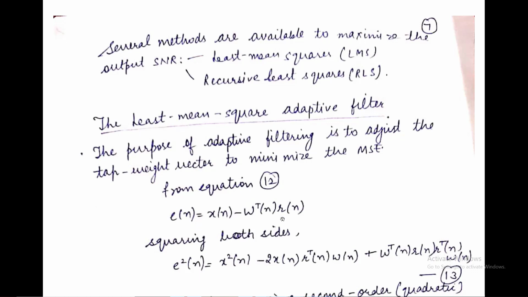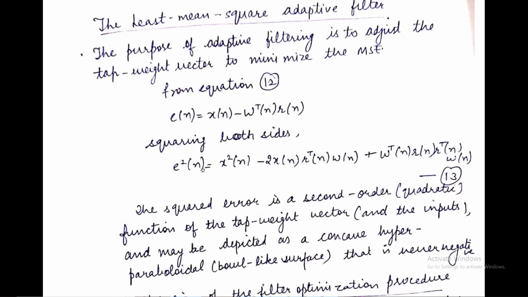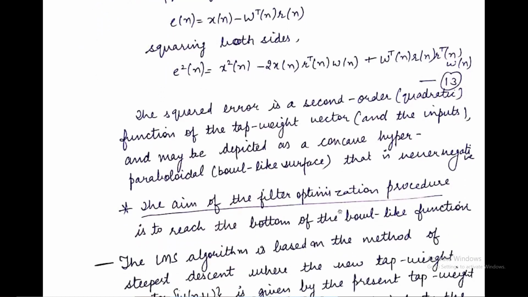So squaring both sides, you will get e²[n] is equal to x²[n] minus 2x[n]rᵀ[n]w[n] plus... means minus 2ab plus b squared. So here (a minus b) whole square we are using: a squared plus b squared minus 2ab. So this squared error is a second-order, or we can say quadratic function of the tap weight vector and the inputs, and may be depicted as a concave hyperparaboloid, or we can say bowl-like surface that is negative.